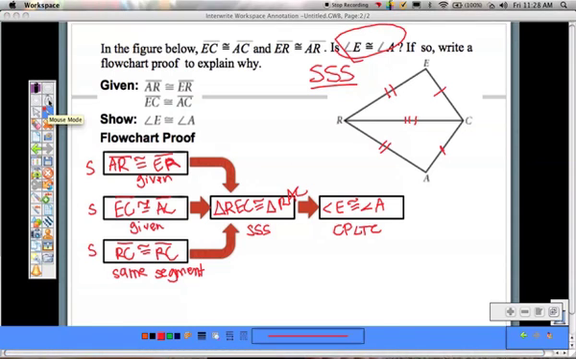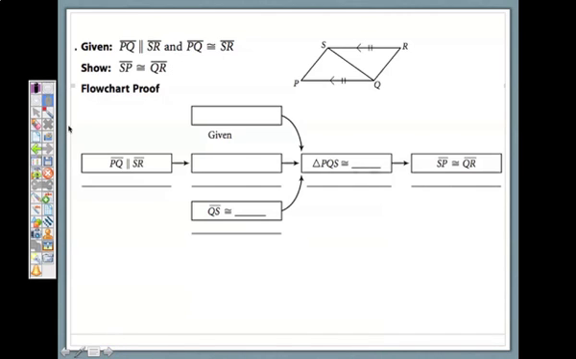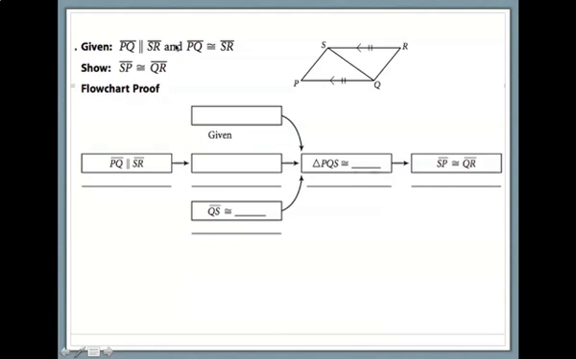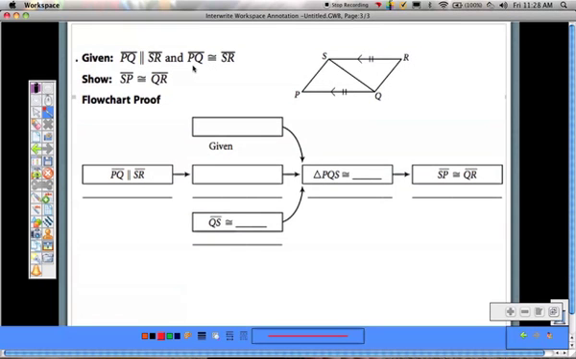Okay, let's try another one. Again, first step, write in what's given. So PQ is parallel to SR. Notice those arrows are already there, so we don't have to write them in. PQ is congruent to SR. Again, those are drawn in, so we don't have to write that. Show that SP, this side, is congruent to QR.